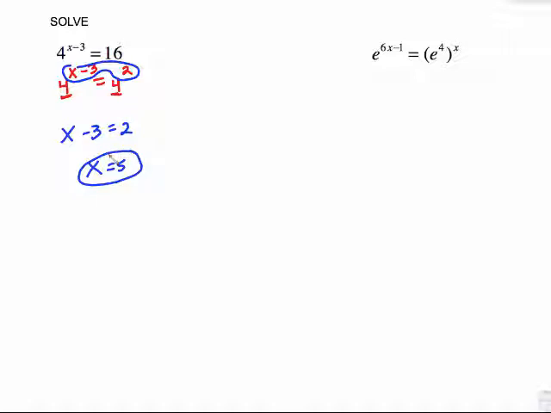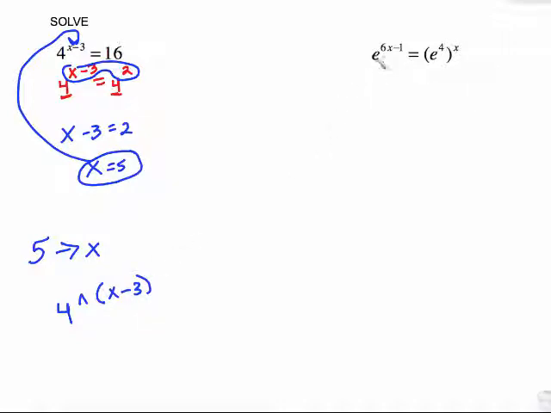These are very checkable. You can check with your calculator or by hand. If you put 5 in here for x, 5 minus 3 is 2, 4 squared is 16. If you do use your calculator to check these, and you do 5 store as x, and you come back and do 4 to the, you need parentheses around this x minus 3, because x minus 3 is a binomial.